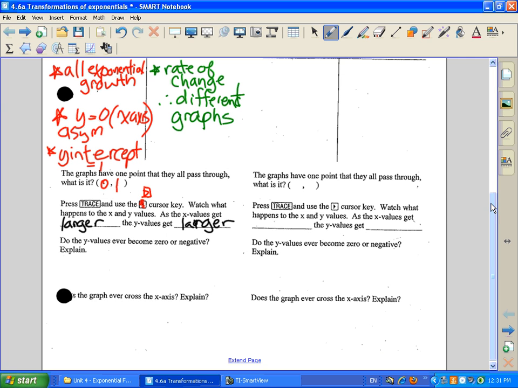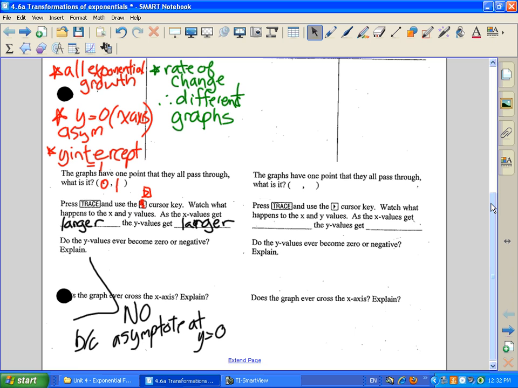Do the y values ever become 0 or negative? Explain. And does the graph ever cross the x-axis? Explain. These are actually the same question, just worded differently, so we can answer them together. And what do you think here, guys? Well, the answer is no. And hopefully you've figured out, because we have the asymptote at y equals 0. Okay.